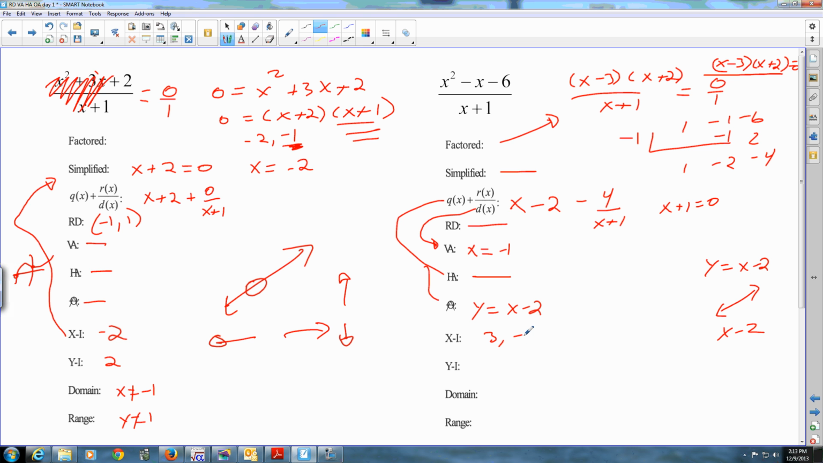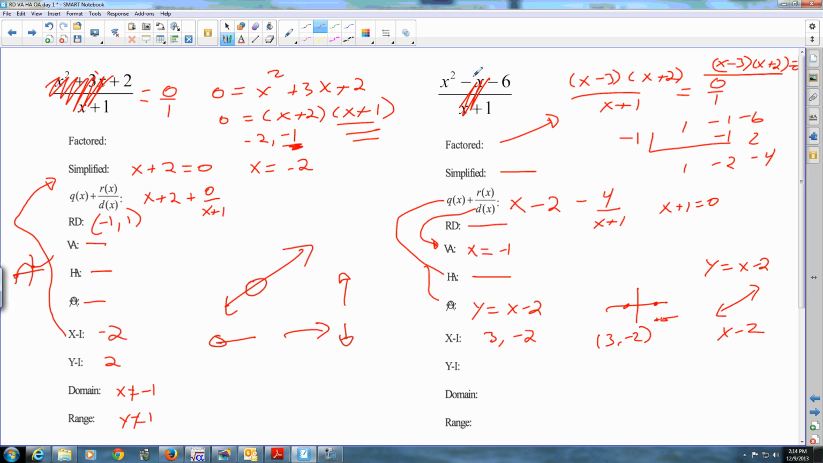3 and negative 2. Do not put parentheses around it. You guys, look. 3 is over here. Negative 2 is over here. If you put parentheses around, that's what you told me the x-intercepts are, 3, negative 2. It's not. So you guys have to understand, a list of numbers versus a coordinate. It's just a list of numbers. No parentheses.